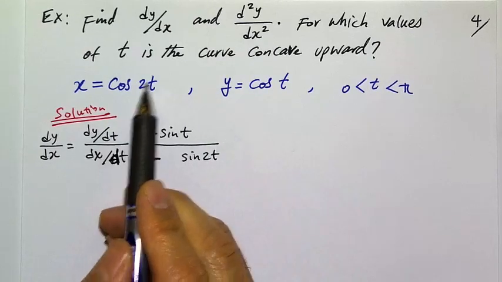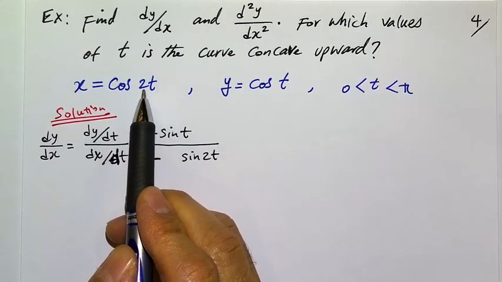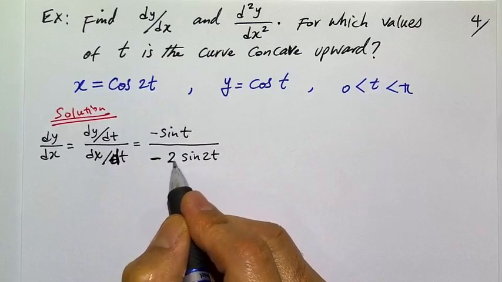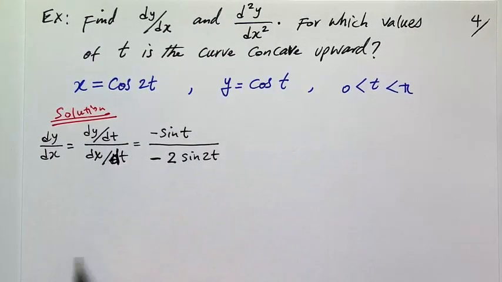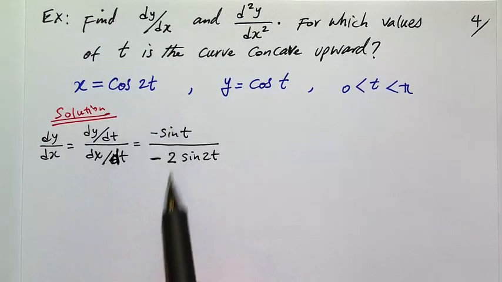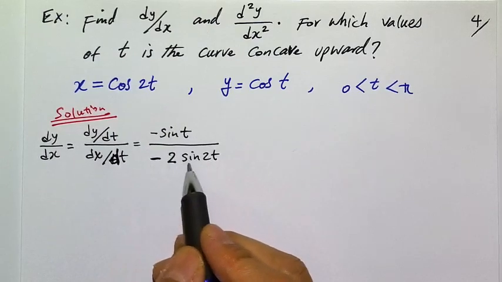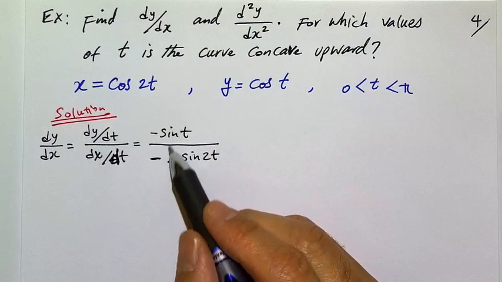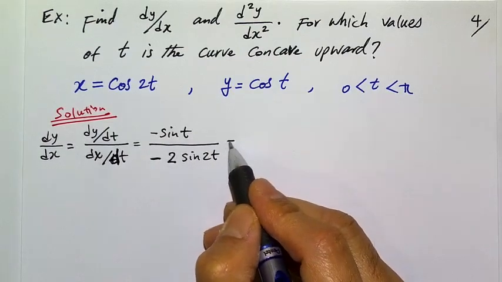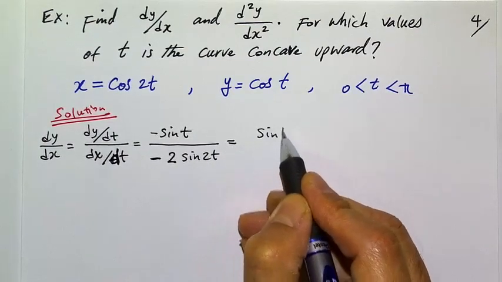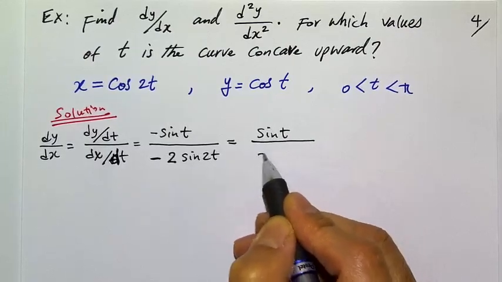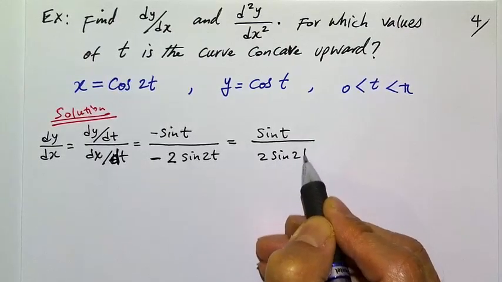And then by the chain rule, we have to take the derivative of 2t, which is 2. So I'm just going to put that 2 here in front. So minus 2 sine 2t, derivative of that. Of course, this simplifies to positive, right? So this is sine of t divided by 2 sine 2t.